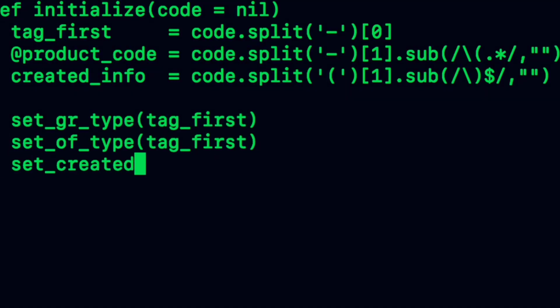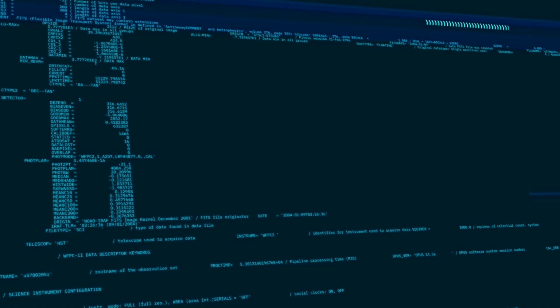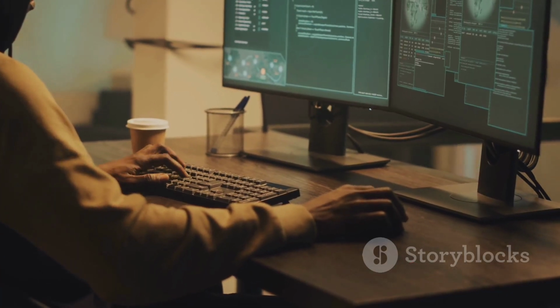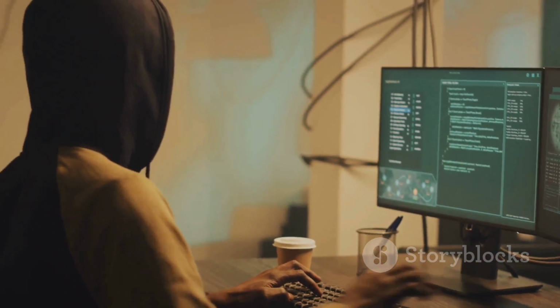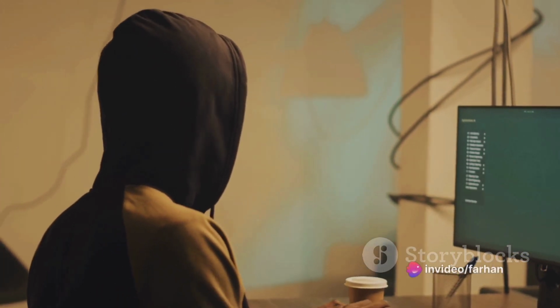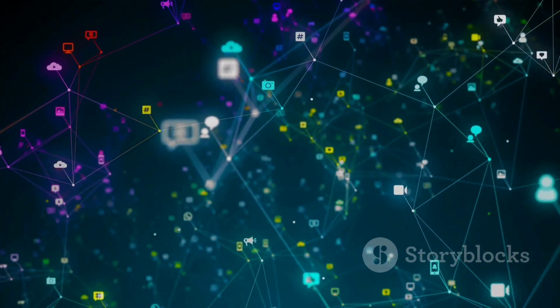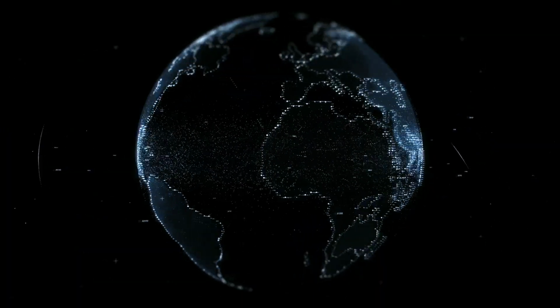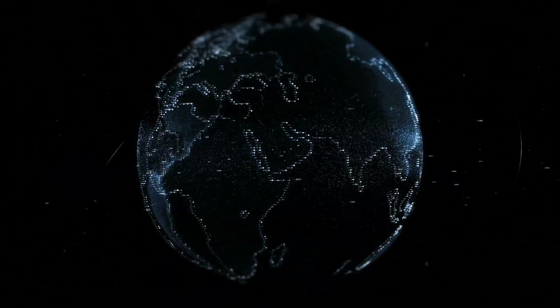So what exactly is social engineering? Well, it's not about hacking into computers directly, it's about hacking into people's minds. Social engineering exploits human psychology to manipulate individuals into revealing sensitive information or performing actions they should not do. Think of it as the art of deception in the digital world.